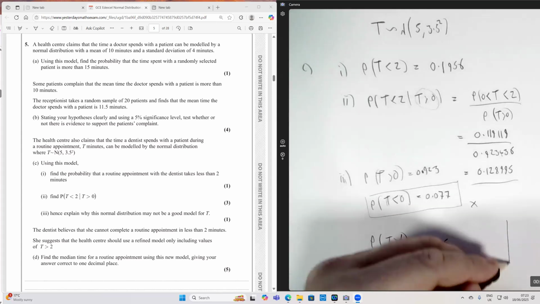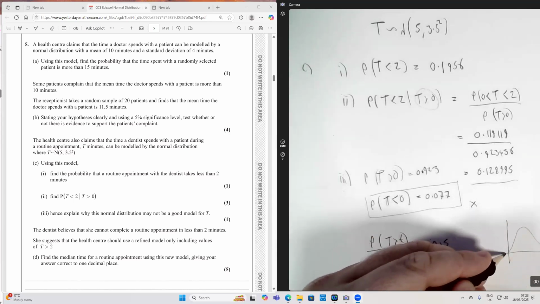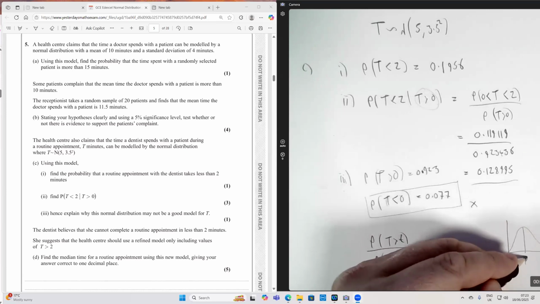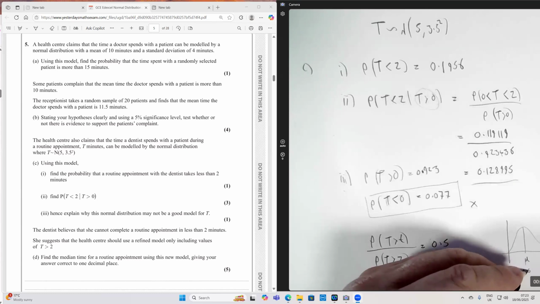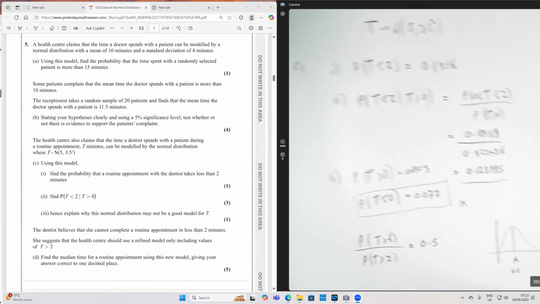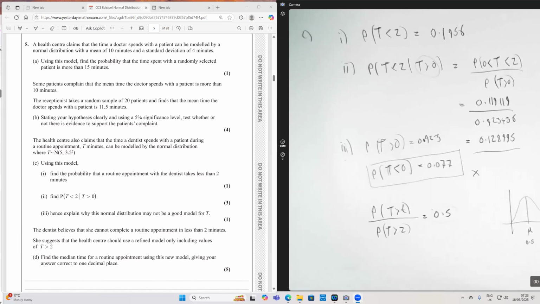Because the distribution is symmetrical, the median and the mean are going to be coincidental. They're basically going to be at the same place. So we're going to expect the median is also going to be there at 0.5 due to the fact that the distribution is symmetrical. So that's what we've got to do. So let's have a look at this then.